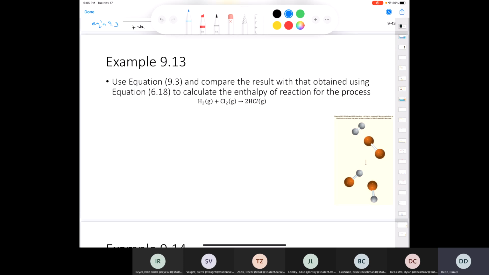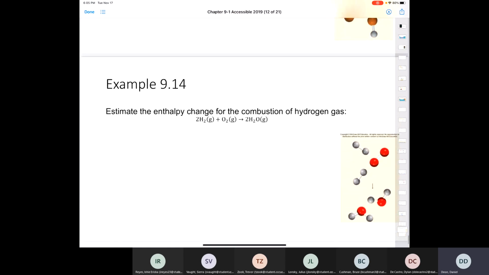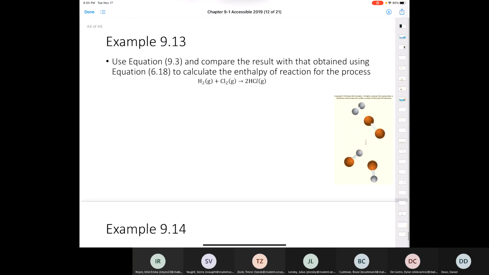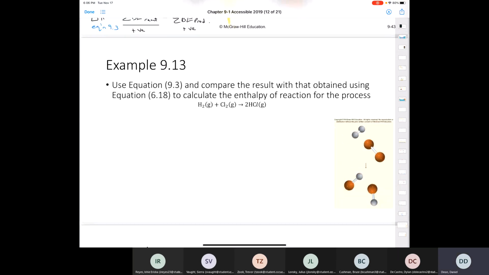So with equation 9.3, you're going to use the bond enthalpies to calculate the delta H of this reaction. Then equation 6.18, that's the one where you use the heats of formation, and you're going to compare the two. And you do a similar exercise here. It says estimate the enthalpy change for the combustion of hydrogen gas. If you're estimating it, that means you're going to use bond enthalpies, right? Because bond enthalpies are estimations of the value of the bond enthalpy of the oxygen-hydrogen bond in water, instead of using heats of formation. All right, and the solutions to both of these are found at the end of chapter 9 in your textbook.